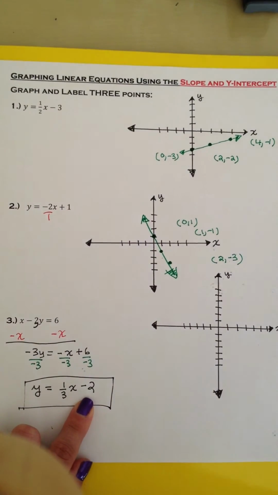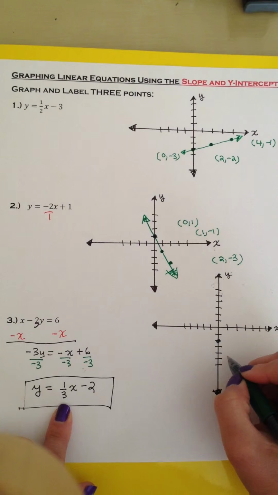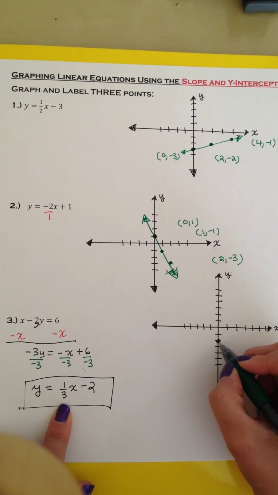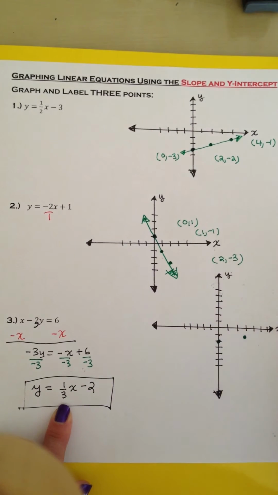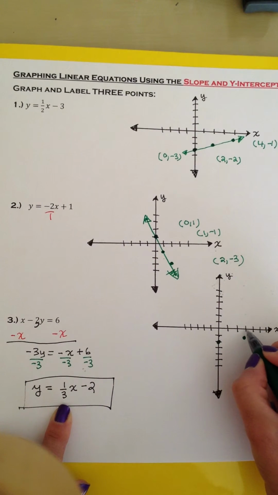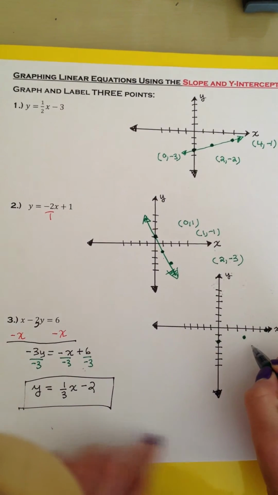Start at -2. That's your y-intercept right here. Then our slope is positive, so what we want to do is go up 1 unit and 3 to the right. So we have our point. And then, of course, do it again. Up 1 unit, 3 to the right. So we have our 3 points.